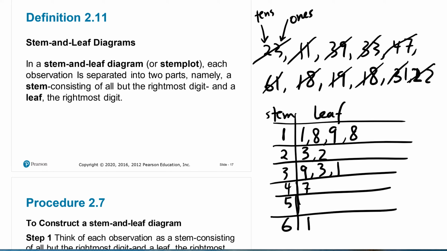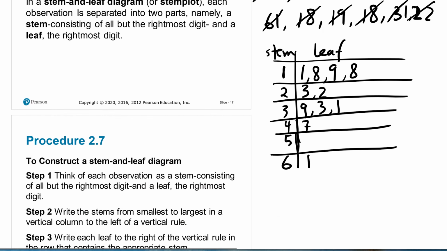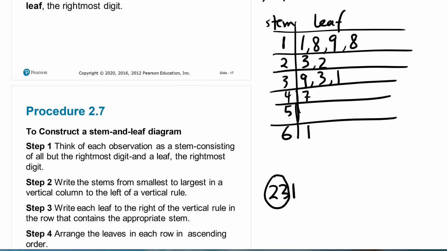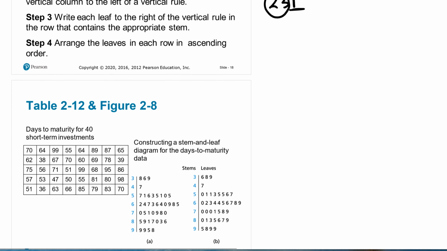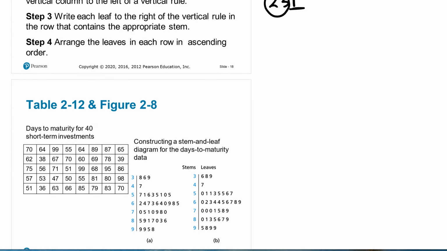If it's a 3-digit number, then let's say we have 231. This goes in the stem, and that goes in the leaf. And I'll show an example here. So this one here is a similar example to the one I just presented. The smallest value falls in the 30s in the table, and then the maximum is in the 90s.